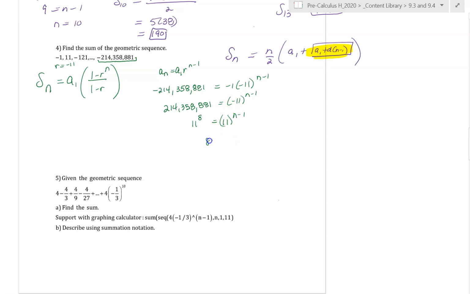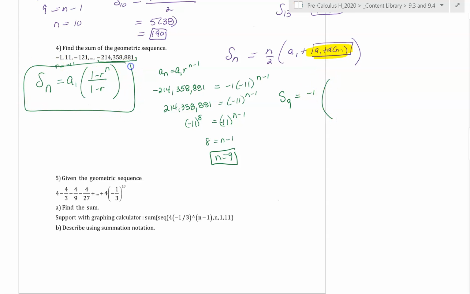So if I know that 8 is n minus 1, n is 9. And again, you could have thought of it with the negative sign if you wanted to, but we're looking for a natural number. So n is 9. So I want to find the sum of the first 9 terms. The first term was -1.